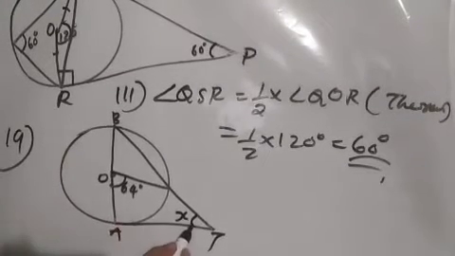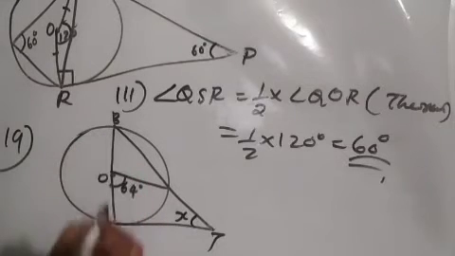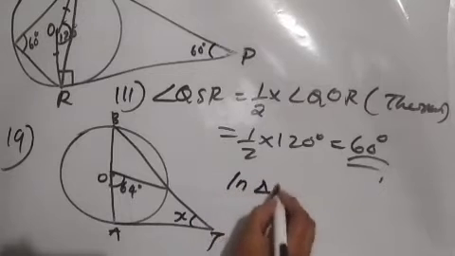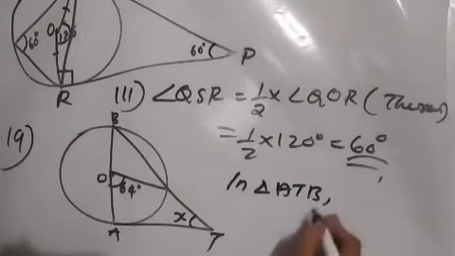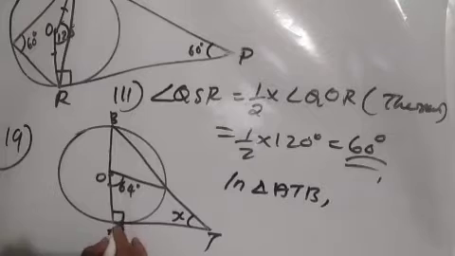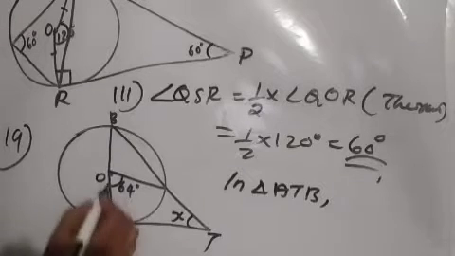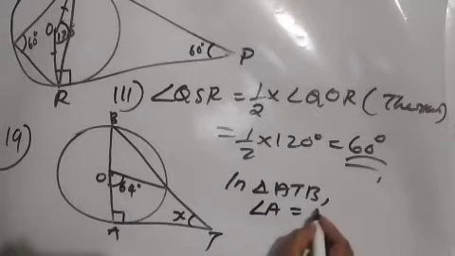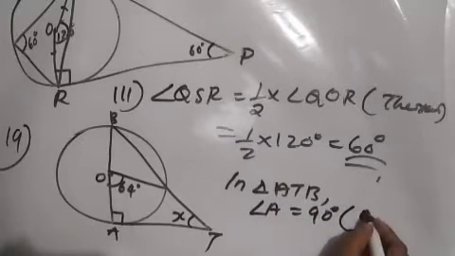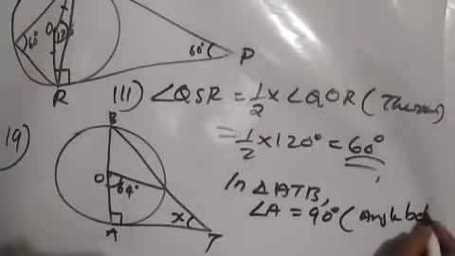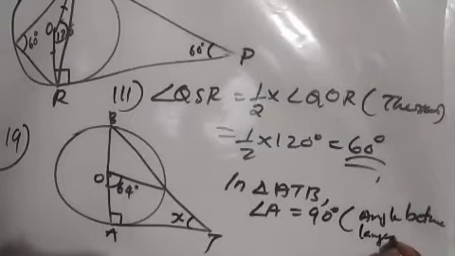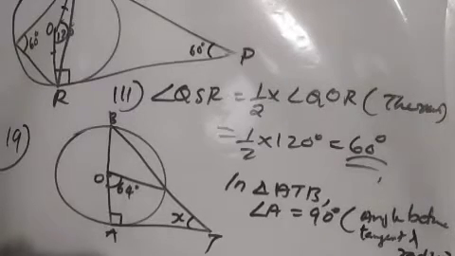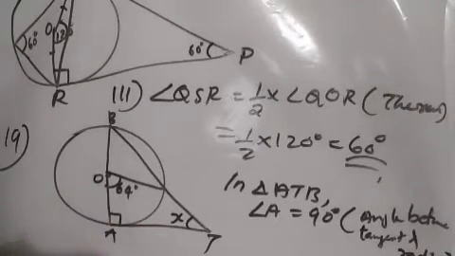Actually, you can see x is an angle of triangle ATB. In triangle ATB, can you say what is the measure of angle A? Yes, angle between radius and tangent is always 90 degrees. Angle A is 90 degrees. Reason? Angle between tangent and radius. Okay, and this angle is 64 degrees.